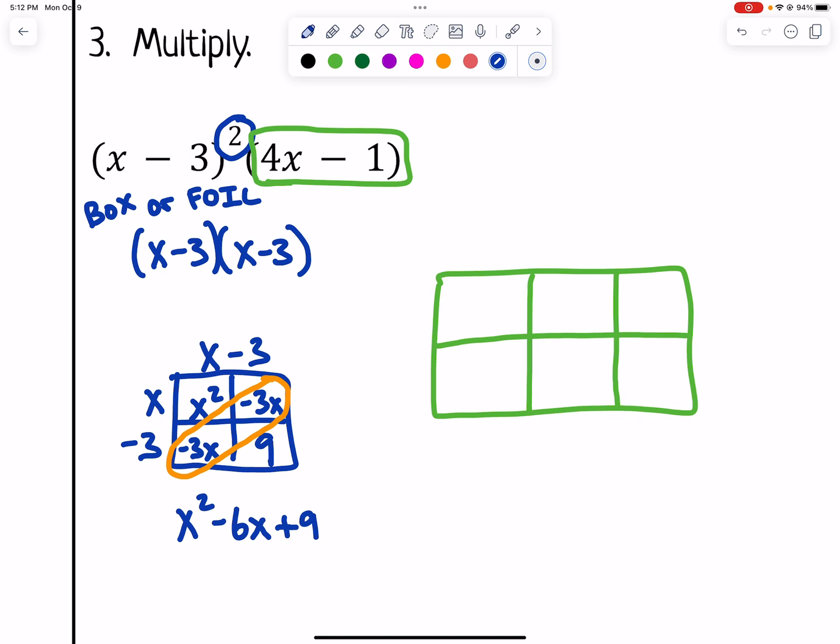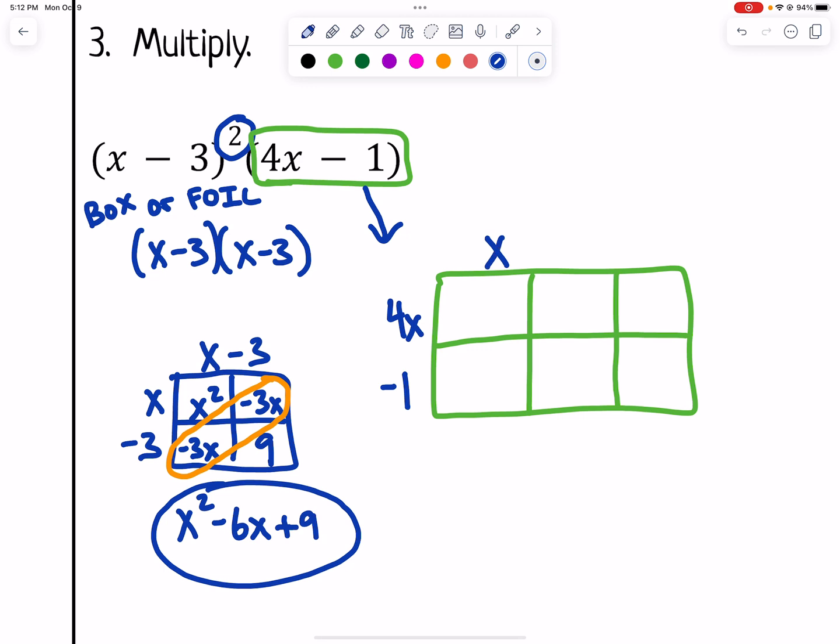So I'm going to put the binomial 4x minus 1 on the side of this larger box, and then this trinomial at the top, since I have 3 columns. So x squared minus 6x plus 9 at the top. And then just like the 2 by 2 box is filled in, the 2 by 3 box works the same way. So 4x times x squared would give me 4x cubed.